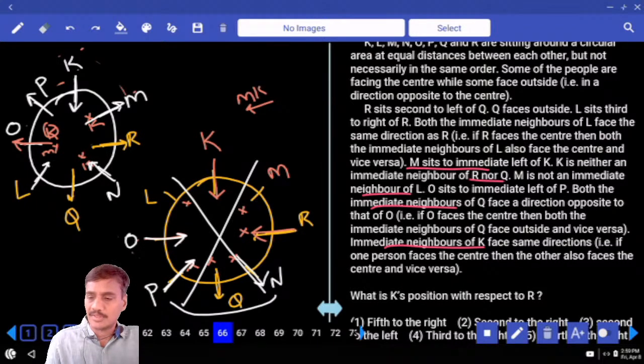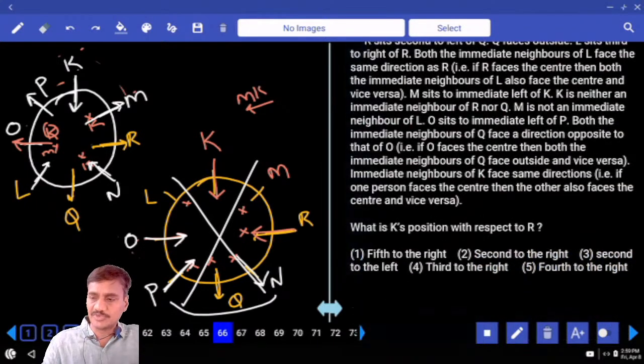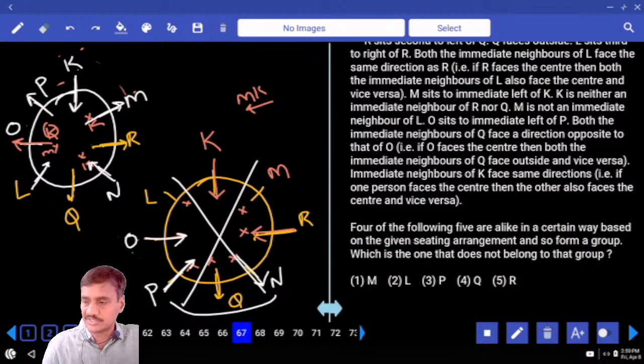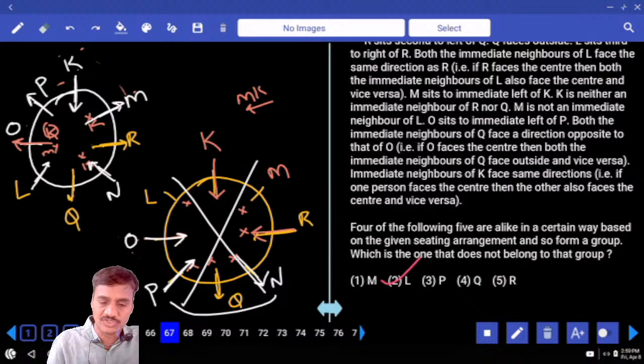Then according to this one, what is K's position with respect to R? K with respect to R, K is seated second to the left of R, choice 3, question number 66. And 67: four out of the following, M, L, P, Q, R. M is away, R is away, Q is away, P is away, L is towards the center. Except L, the remaining persons are away from the center; L is towards the center, so that is the odd one.